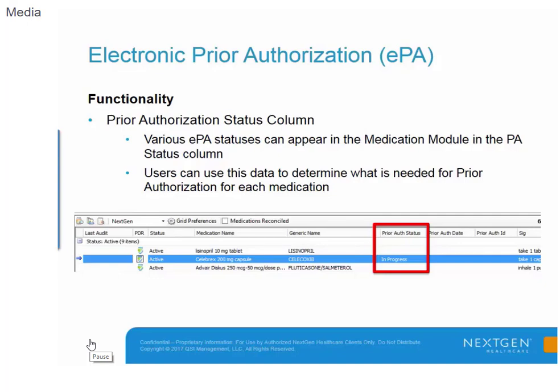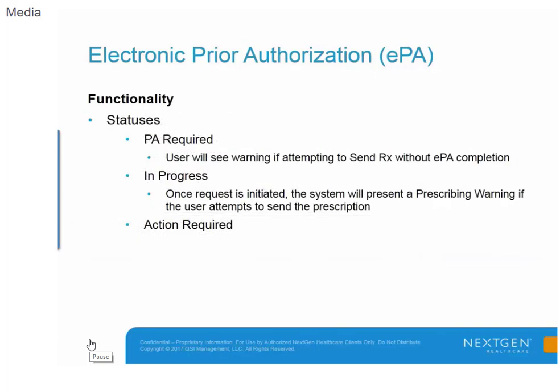But if you use the default search, you don't get that benefit, and so therefore having the status column will help you know. Also, you'll see things like in progress and stuff like that. So in fact, these are the types of statuses that you might see in the column. PA required, which tells the users you need to actually complete a prior authorization. And in fact, you're not going to be able to send the prescription until you complete that EPA. It's been flagged as needing a prior authorization.